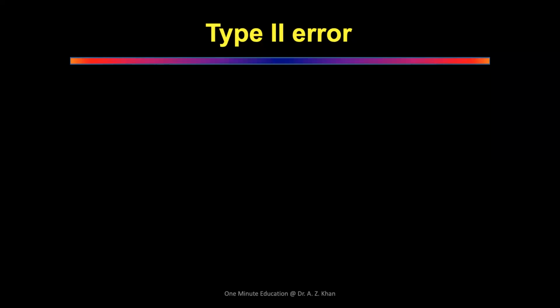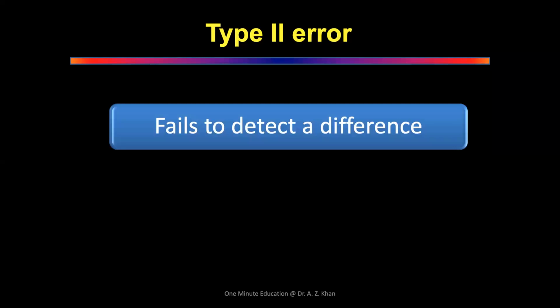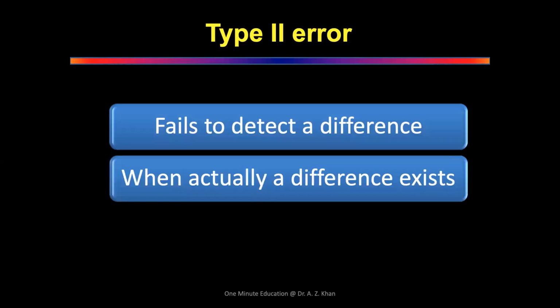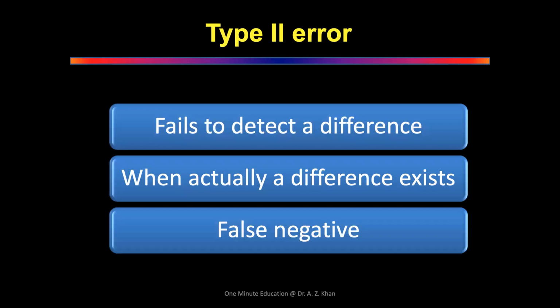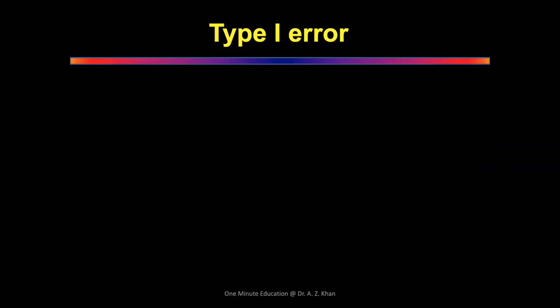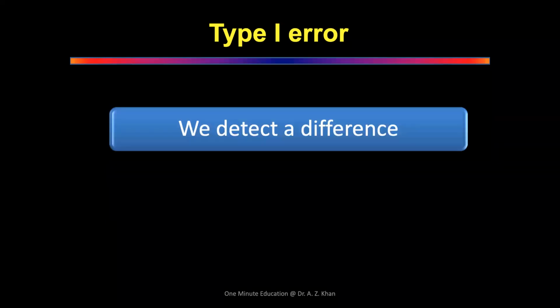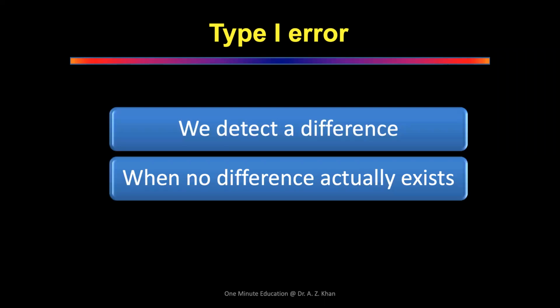Yes, sir. So type 2 error is when a difference exists between the groups, but you fail to detect it, okay? Which is also called a false negative. Yeah, that's a type 2 error. And a type 1 error is you detect a difference when no difference actually exists in the study. It's called a false positive.